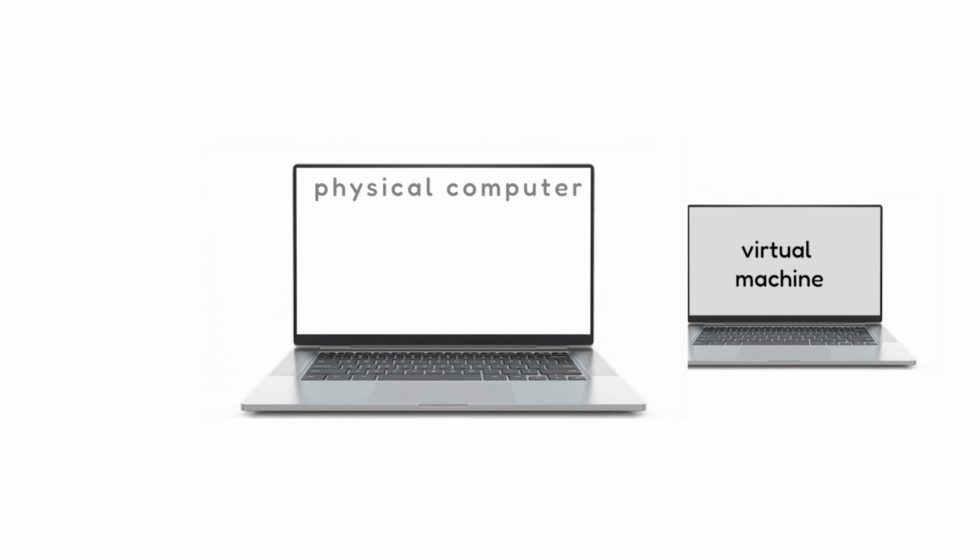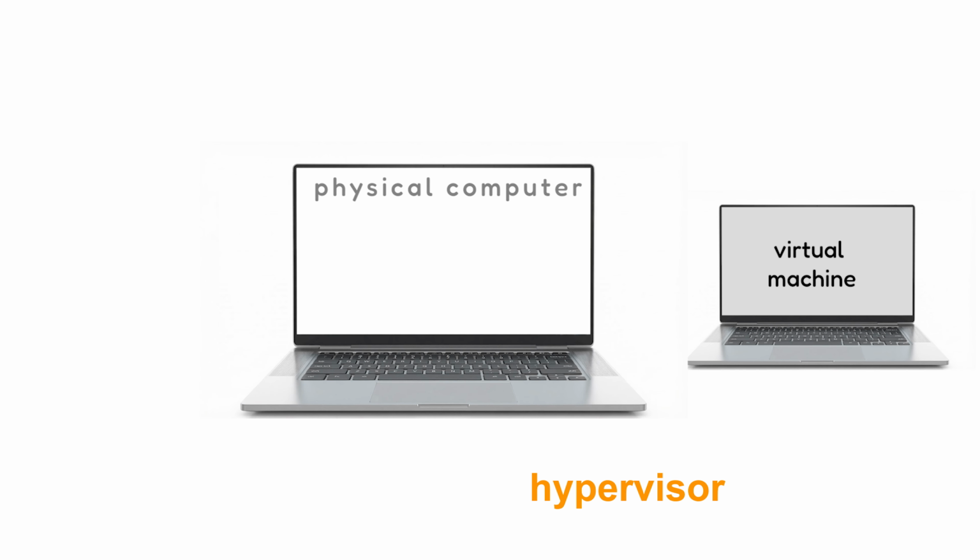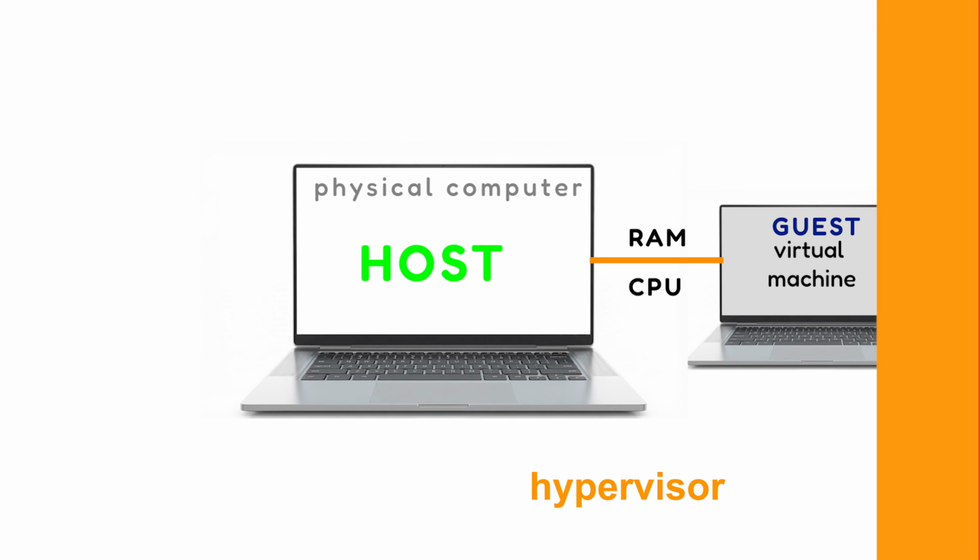Now, to make this possible, we need something called a hypervisor. The hypervisor acts like a bridge between your real computer, the host, and the virtual machine, the guest. So when your virtual machine needs resources like RAM or CPU, it requests them from your real computer through the hypervisor. That's how everything works together.